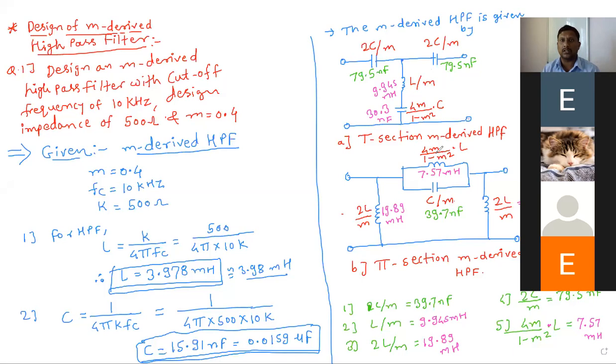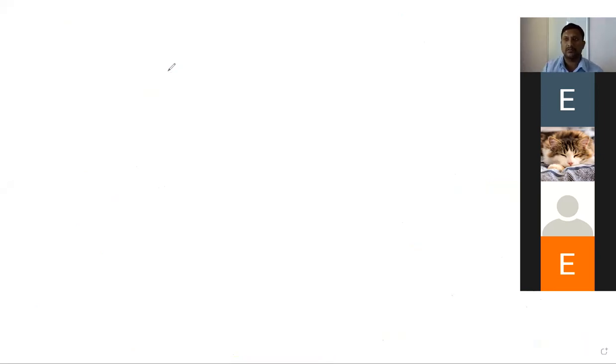So we have completed all the filter parts. Now we have to discuss the advantages of M derived filters. There are 3 advantages, with respect to M derived filters over the constant K type. The drawbacks and disadvantages we got in the constant K type can be overcome by using the modification, so that we get the advantages. We will discuss those, but before that, we will discuss the summary with respect to design.